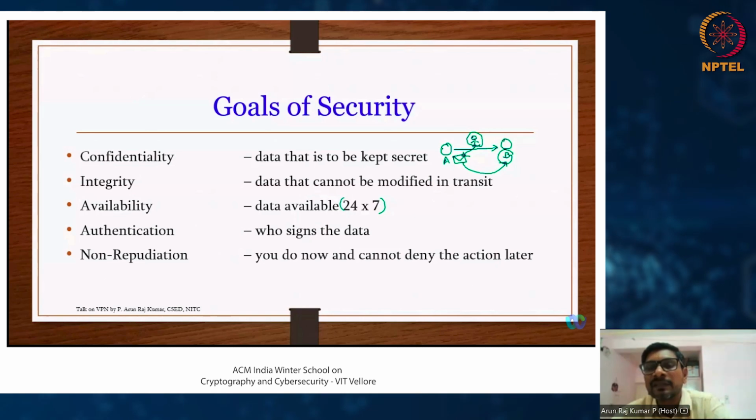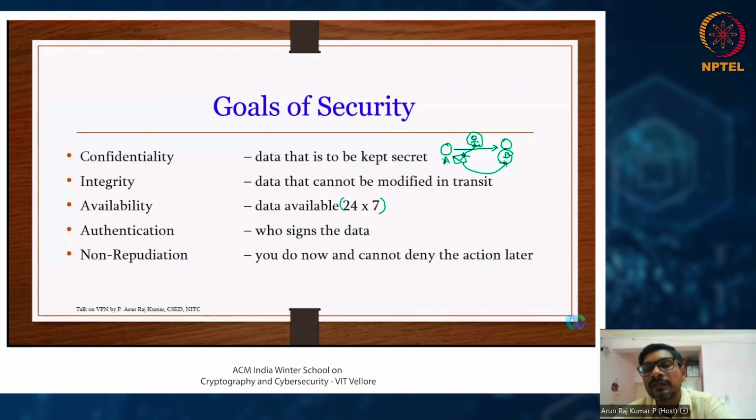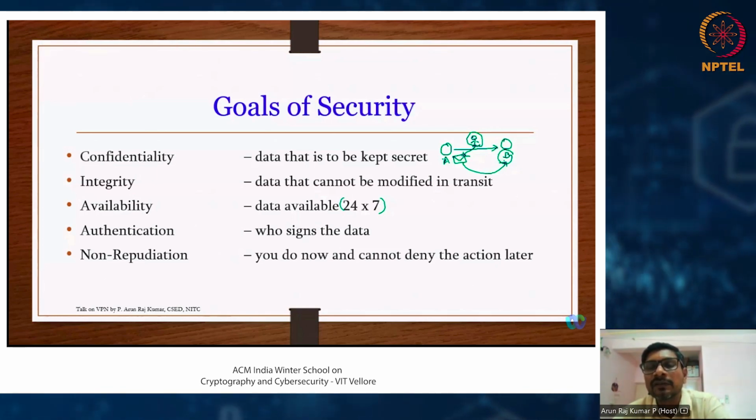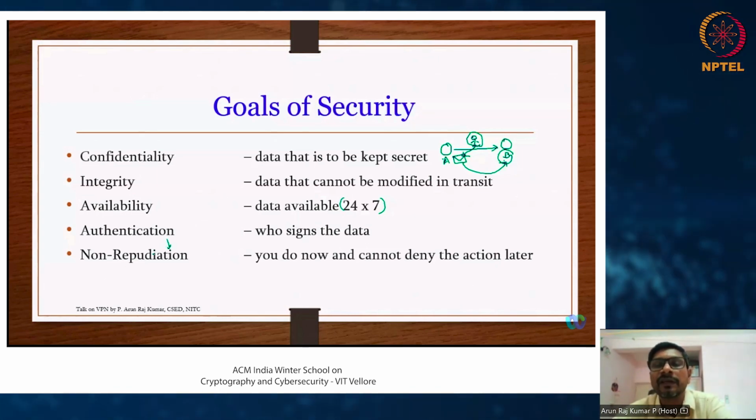Suppose A has sent a message to B, and B says it's a fraudulent message. A should not say, no, I have not sent the message. A should not deny it. So there must be a mechanism to verify the authenticity of this particular message. That's basically, again, almost the same thing, which is that authentication is required.